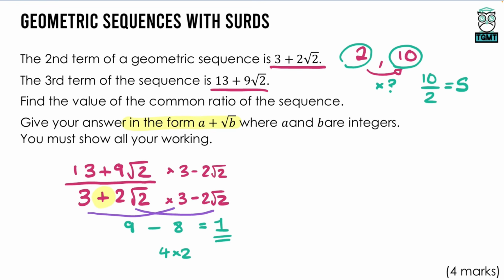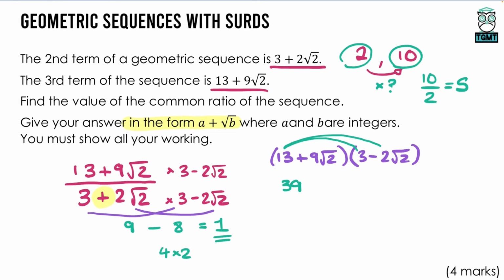The numerator requires a little bit more working out. So we need to write a double bracket, 13 plus 9 root 2, multiplied by 3 minus 2 root 2. Now when we expand this, 13 times 3 gives us 39. 13 times negative 2 root 2 is negative 26 root 2. 9 root 2 times 3 is 27 root 2. And 9 root 2 times 2 root 2, which is the hardest one there, is 18 times, and then root 2 times root 2 is 2, so 18 times 2, which gives us negative 36.